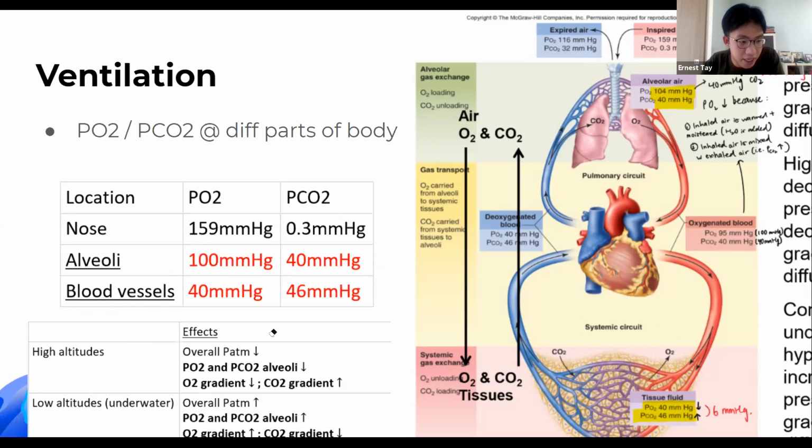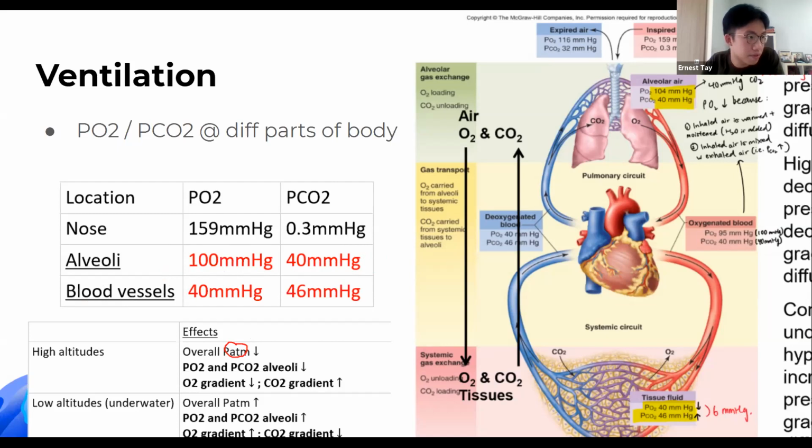Second part is regarding these altitudes. So if you have a higher altitude, then overall your PO2 and your PCO2 will decrease in the alveoli because atmospheric pressure decreases. And then overall the concentration gradient is less across O2, but more across CO2. And then the converse is the same for lower altitudes.